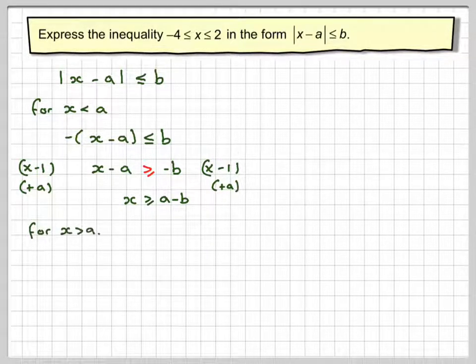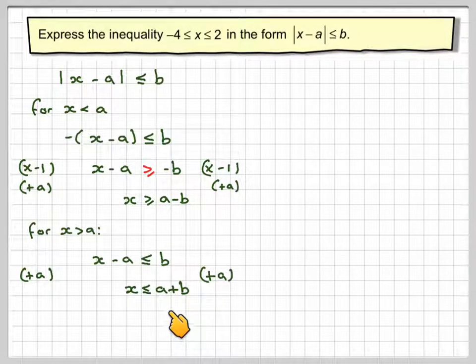Now for x greater than a, we're going to have to solve x − a ≤ b. So adding a to both sides, we're going to get that x is less than or equal to a + b. Right, so writing that inequality out, x must be between a − b and a + b, that is a − b ≤ x ≤ a + b.